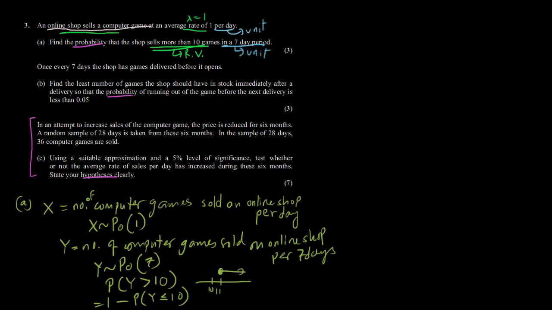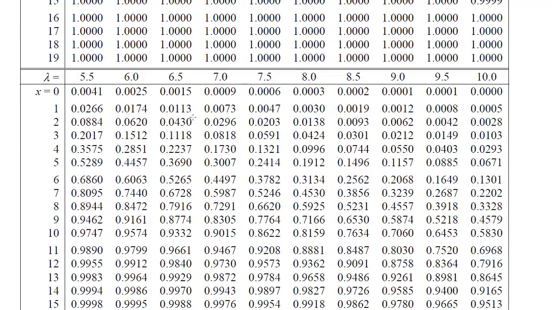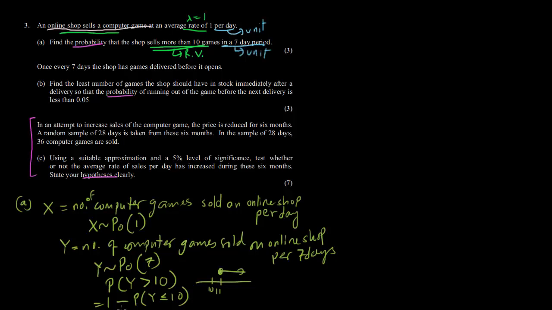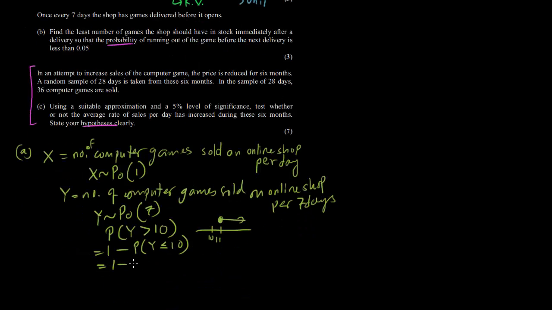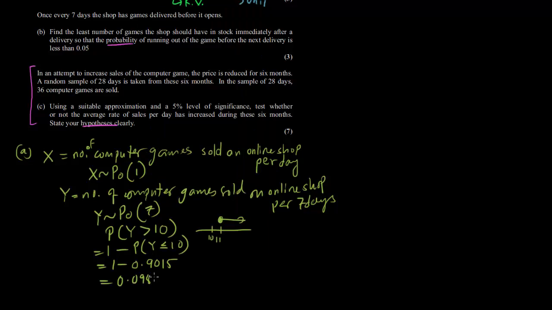So let's look up the table. We have lambda equals 7. Let's scroll down, we have lambda equals 7 and we are looking for 10. Be very careful with the block. So this is going to be less than or equal to 10, 0.9015. So this is going to be 1 minus 0.9015, and we have 0.0985.